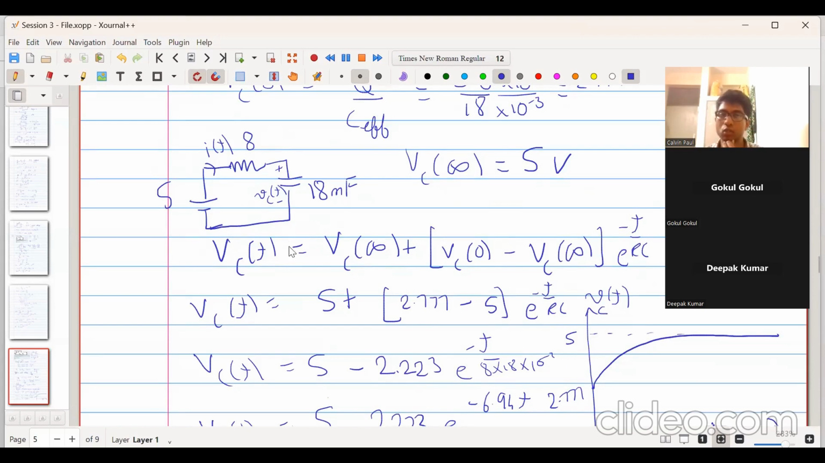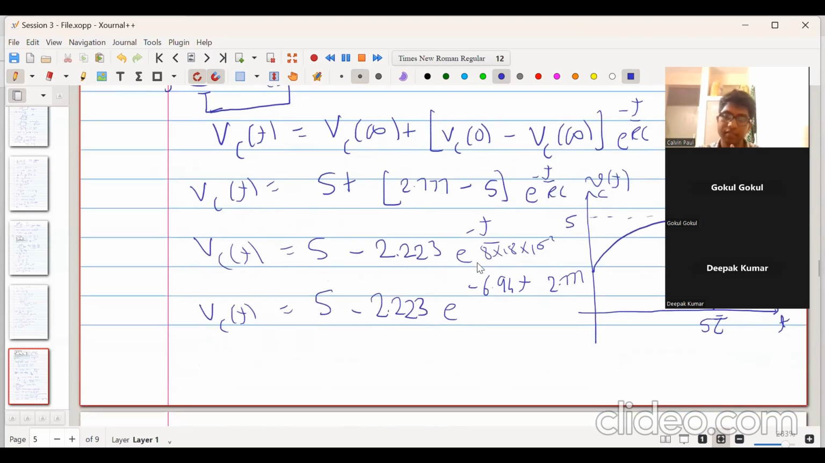Vc of t is equal to Vc of infinity plus Vc of 0 minus Vc of infinity into e to the power minus t upon RC. Now over here, the initial voltage was 2.77. Suppose the initial voltage was 0. Then we will get Vc of t is equal to 5 minus 5 into e to the power minus t upon RC.